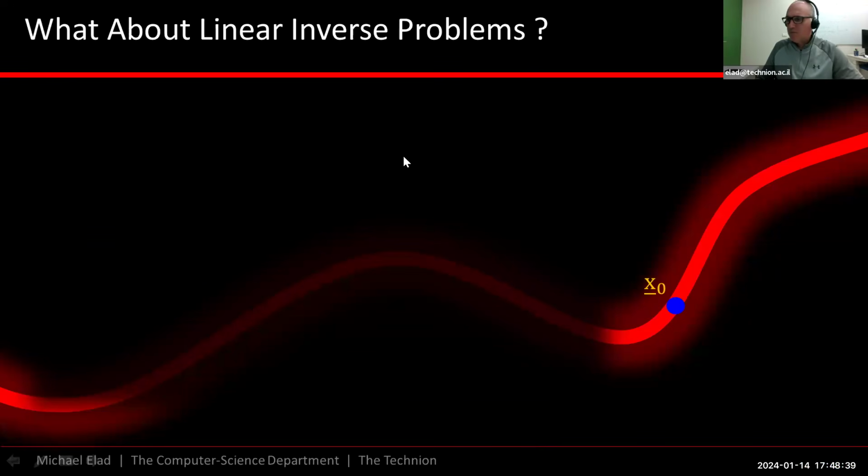So can we solve inverse problems using P of X? Let me convince you that this is indeed the case.